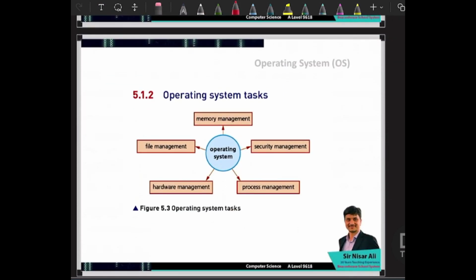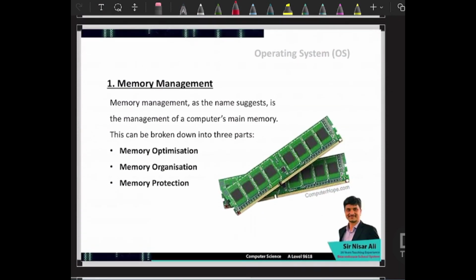Now coming toward the more important part, the tasks. The operating system tasks are: number one, memory management, security management, process management, hardware management, and file management. So these are the tasks that the operating system is doing for our computers. Memory management is an important responsibility of the operating system.